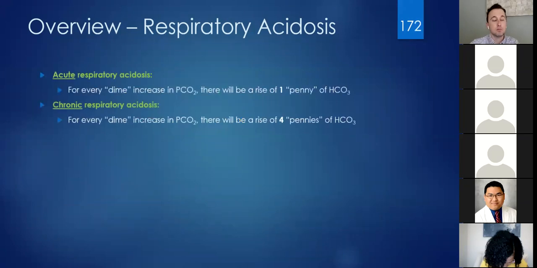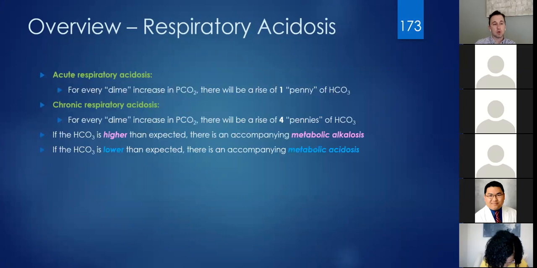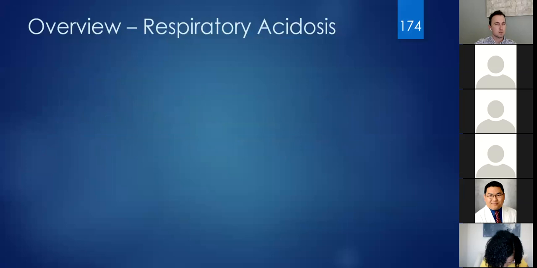Okay, so to actually answer our question, like I said, if it's acute, for every dime change in your PCO2, there should be a rise of 1 penny of bicarb. So based off that ratio, if your bicarb is higher than expected, so again, you've got too much bicarb that you can't explain from a respiratory compensation, that means you also have a metabolic alkalosis. At the same time, if your bicarb is lower than what you would expect, then that tells you there has to be an additional acidosis that isn't explained through a respiratory mechanism. So it must be a metabolic acidosis. That makes sense?